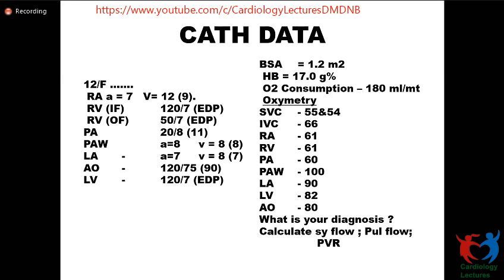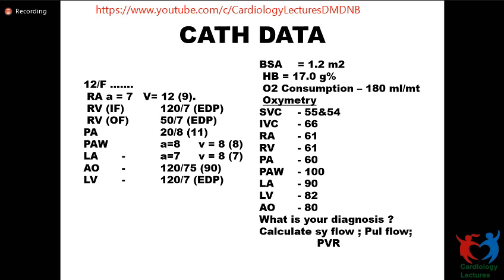Then the PA pressure is 20/8. Mean is 11. So there is again a gradient across the RV outflow and PA. Okay, 30 mm Hg. Then the pulmonary artery wedge pressure mean is 8. That is normal. You can take up to 11 as normal. This is definitely normal.